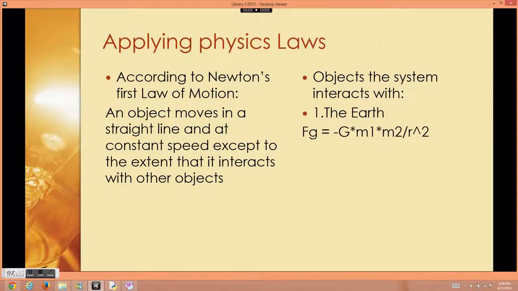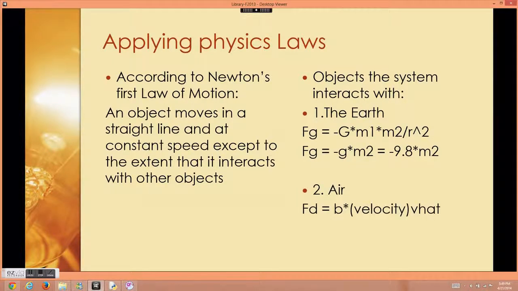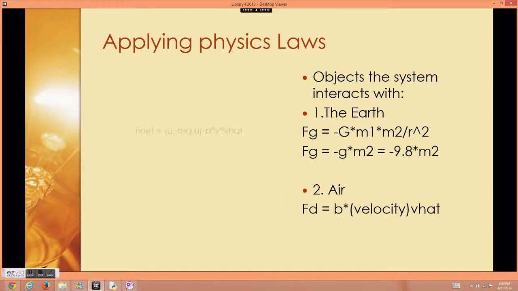One of the components it interacts with is the Earth, and the force exerted by the Earth on the object is given by the formula that appears right now. The other component it interacts with is the air, and the force that the air exerts on the ball is given by the formula below, and the total force exerted on the ball is given by the formula to the left. Now what we want to do is find the position of the ball at every point of its trajectory.